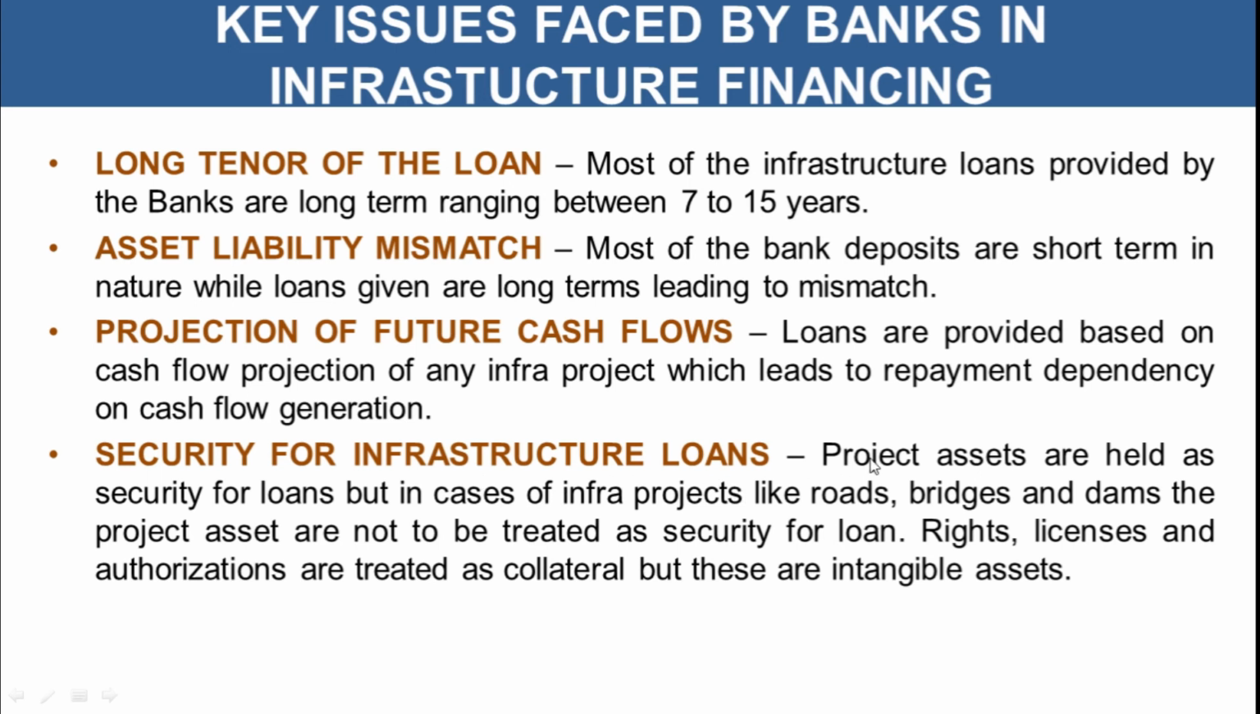Security for infrastructure loans. Project assets are held as security for loans, but in cases of infra projects like roads, bridges, and dams, the project assets are not to be treated as security for loans. Rights, licenses, and authorizations are treated as collateral or security, but these are intangible assets. So, security is always required, because in case there is any default on the loan, how will the bank be able to run efficiently? And because interest which the banks charge serves as an income for the banks or financial institution, if that income is lost, it hampers the whole business.